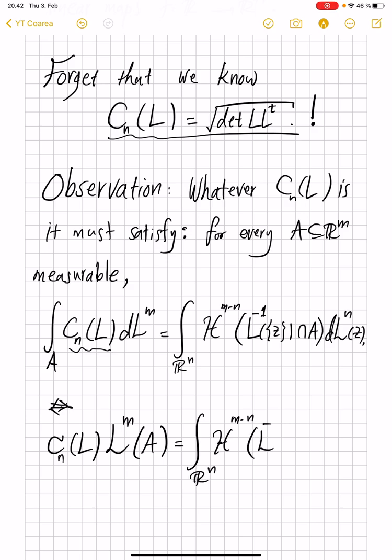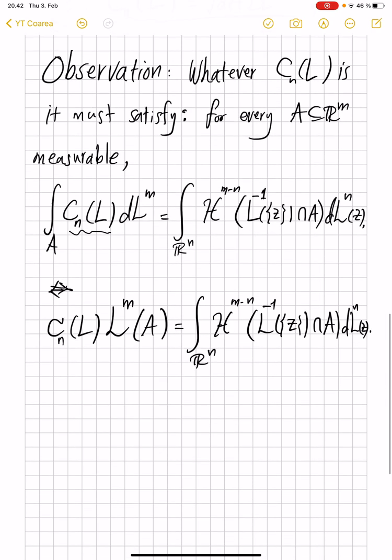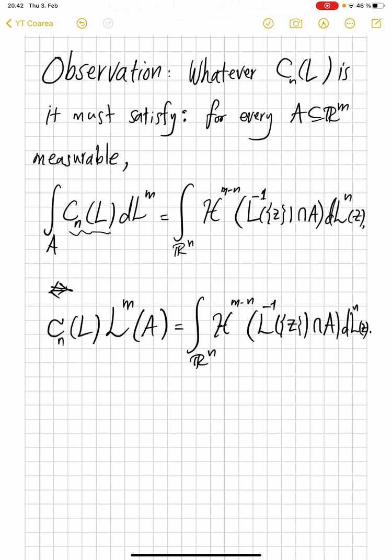So this will be L inverse of z, preimage of a singleton, d L^n of z. So we forgot that we know what the C_{n,L} is. Rather, we want this property. We expect this from C_{n,L}, that for every measurable A, this must be satisfied.